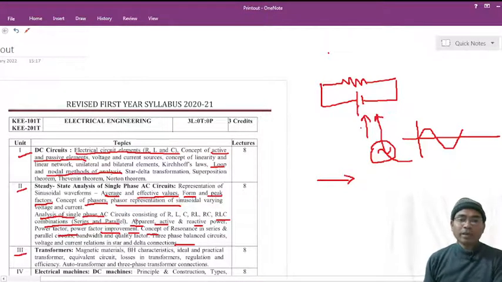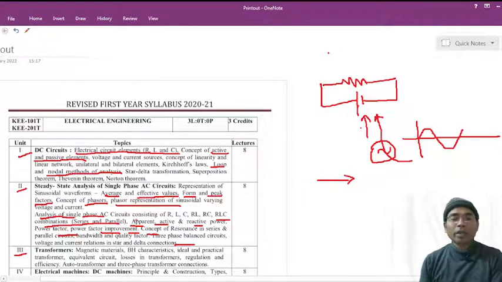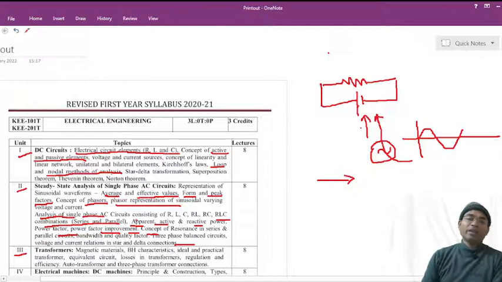This combination may form a series circuit, a parallel circuit, or a series parallel circuit. So you have to apply an alternating source across the combination of RLC circuit, and then you will find out the current, voltage, power factor, and so on across the elements of the circuit. And then you will study resonance in series and parallel circuits.